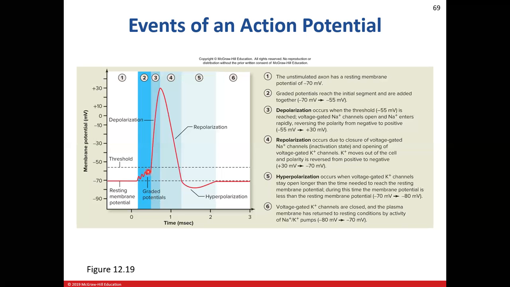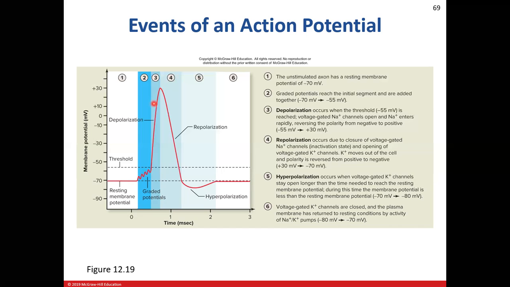You'll notice that once we reach threshold, there is no middle ground. This is all or none. So if we stopped right here, it would come back down to resting. But since we did reach threshold, we go all the way up. This is depolarization in step 3 here. We reach the peak. We now get repolarization.